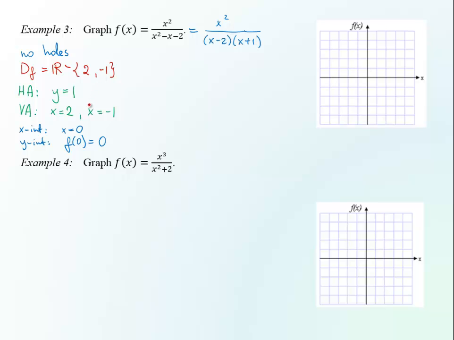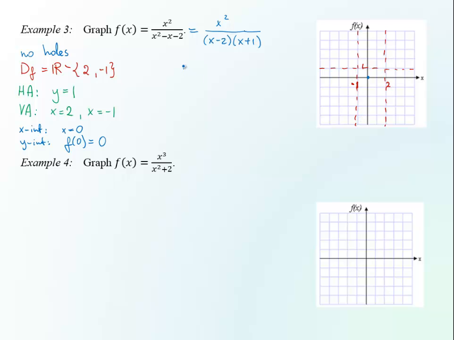Well, let's try to graph the horizontal asymptote and the vertical asymptotes. The horizontal one goes through 1. Vertical ones are at 2 and at -1. Now the graph goes through the 0, 0 point. Well, in order to complete this graph, I need to know what's going on around 2 and around -1.